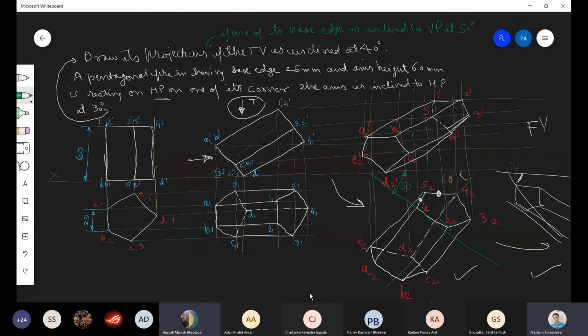Yes, sir. All of you take the screenshot of this. I am going to make some changes in this. इसका screenshot ले लो सब लोग. ठीक है, डन.